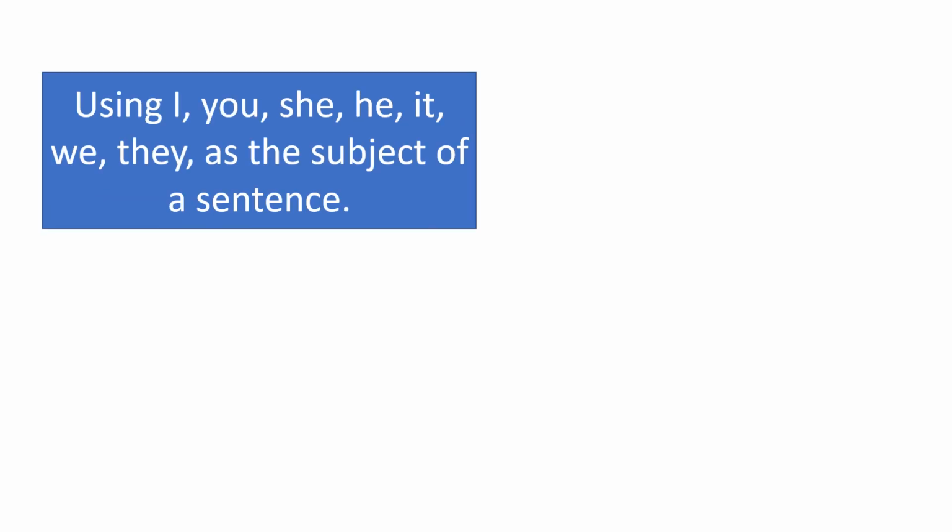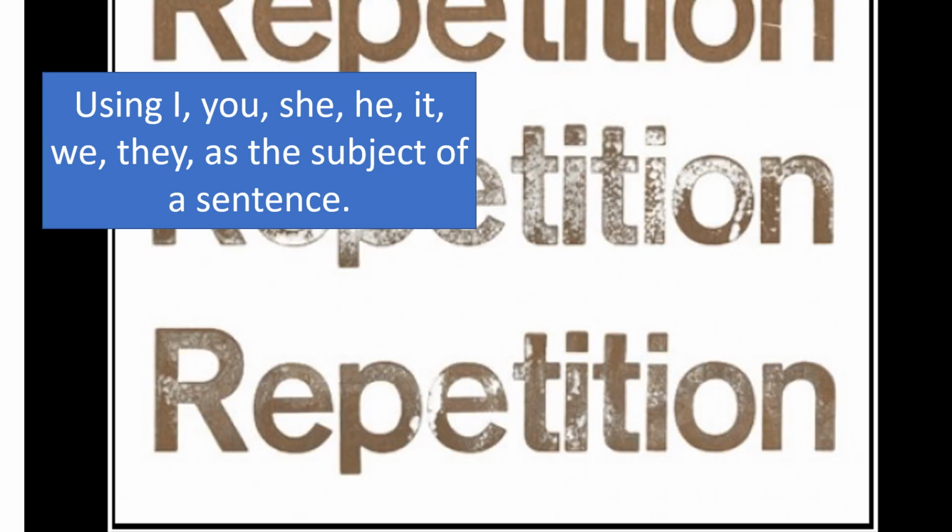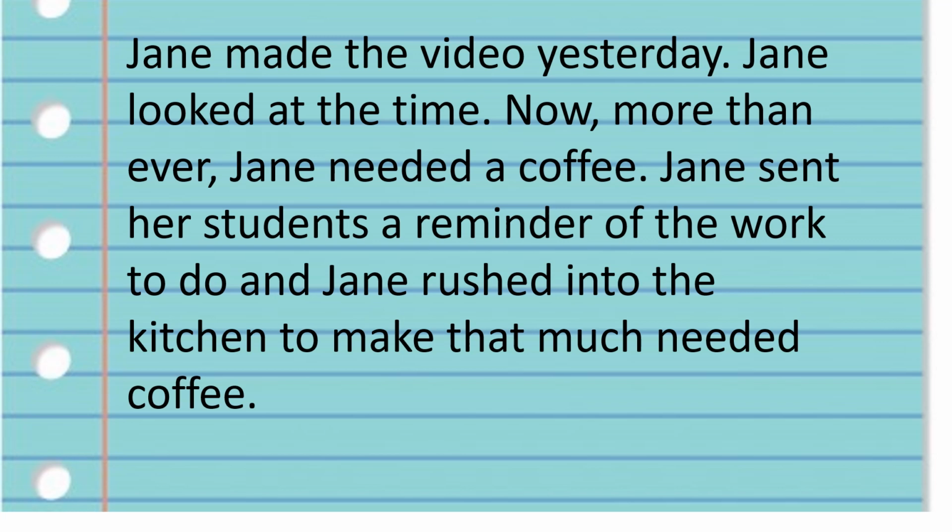So using I, you, she, he, it, we, they as the subject of a sentence, this video has quickly covered the use of I and looking at the possessive pronoun its, and the reminder that you use pronouns to avoid repetition in your writing. So how might that work? Let's have a look at this short piece of writing. Jane made the video yesterday. Jane looked at the time. Now more than ever, Jane needed a coffee. Jane sent her students a reminder of the work to do, and Jane rushed into the kitchen to make that much needed coffee. Yes, that sounds a bit like my day.